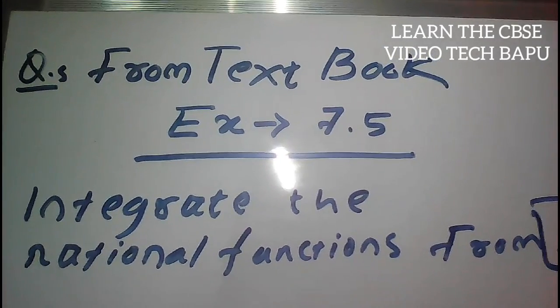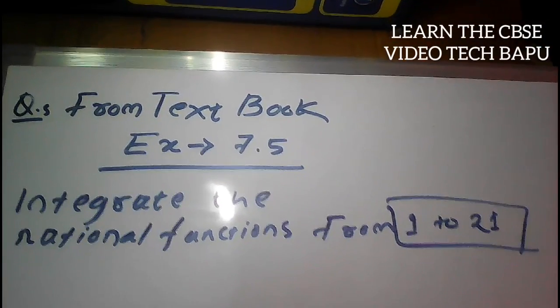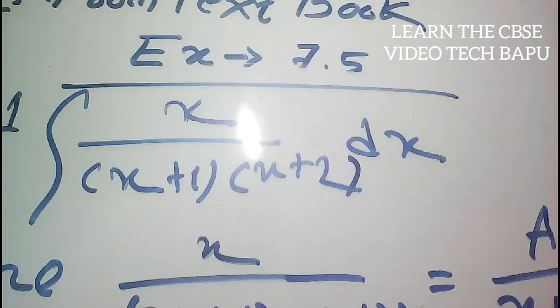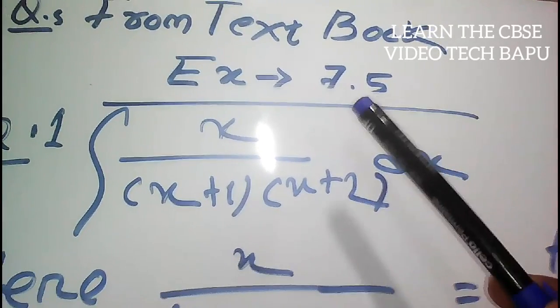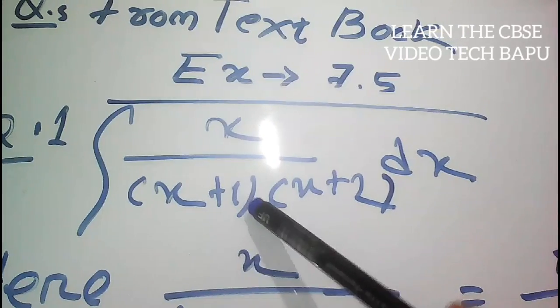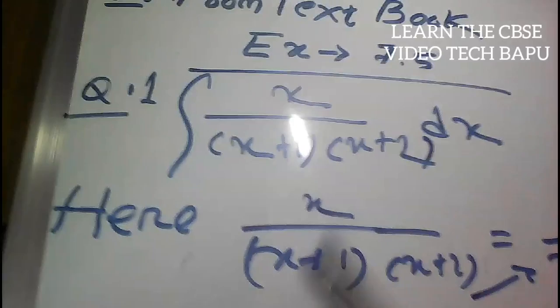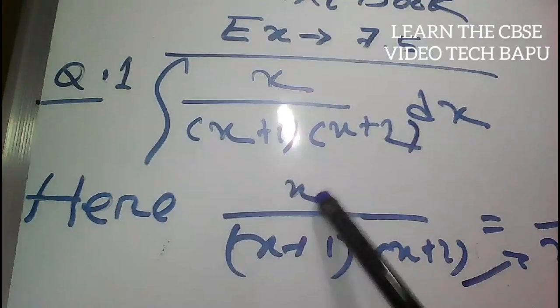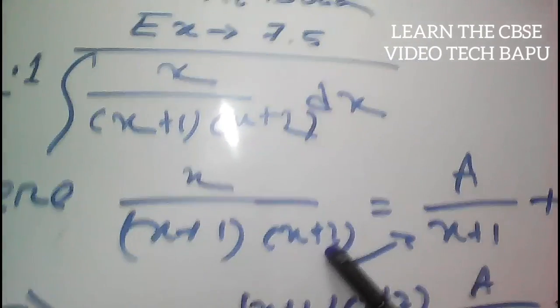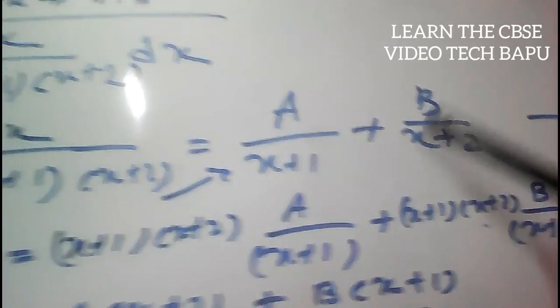From the textbook exercise 7.5, integrate the following rational fractions from question number 1 to 21. First question: integration of 1 by (x plus 1) into (x plus 2) whole dx. Here 1 by (x plus 1)(x plus 2) can be written in the form of a by (x plus 1) plus b by (x plus 2).